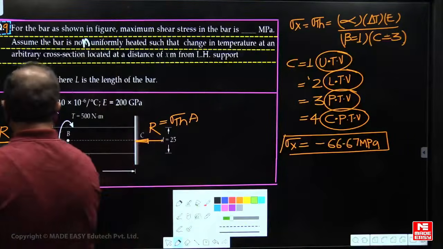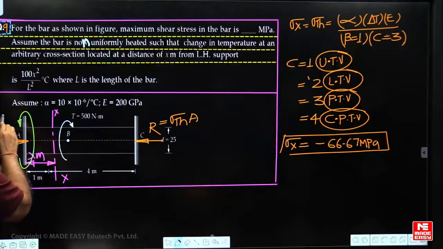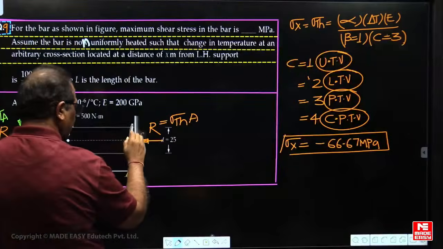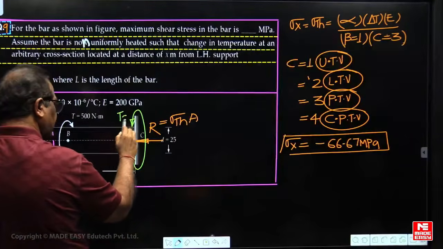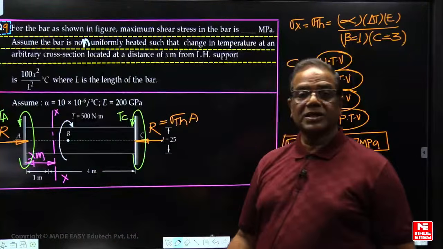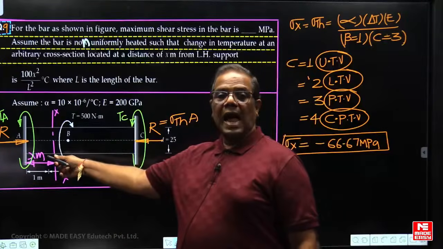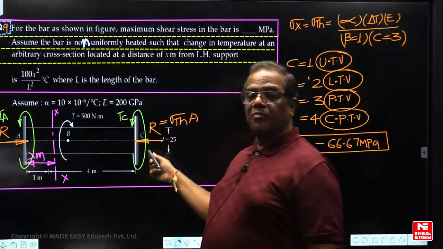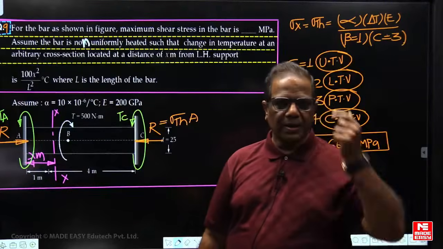Either clockwise. Then the reactions are PA, PC. Two reactions are there, statically indeterminate. Then you have to go for the angle of twist of AB plus angle of BC should be equal to 0. Instead of this, you can use the shortcut method now.